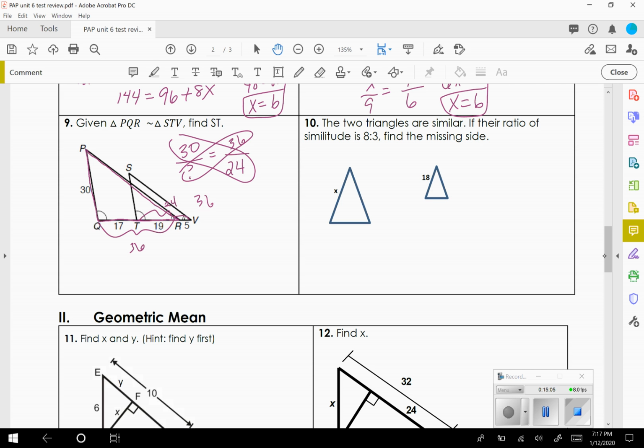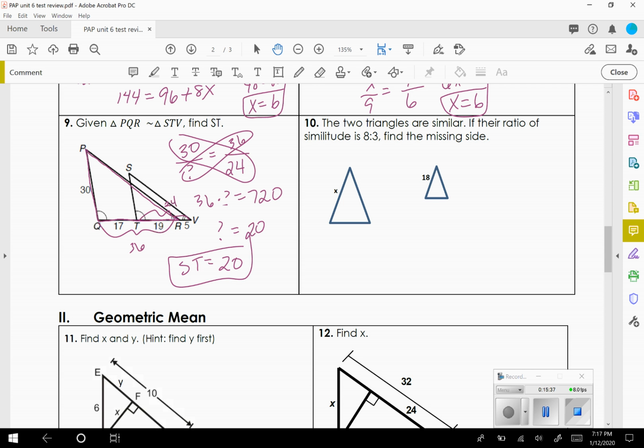So 36 times question mark. So 24 times 30 is 720. Okay, divide by 36. And we get 20. So ST is 20.